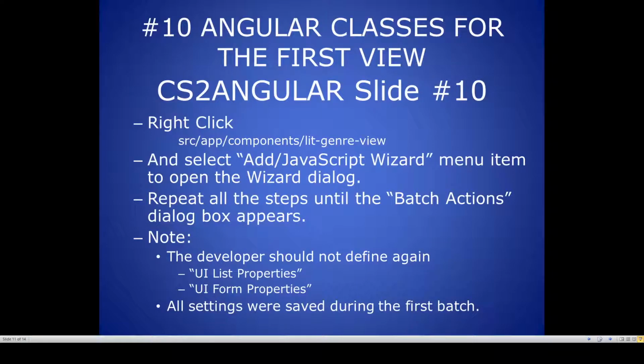Slide number 10. Right-click SRC App Components lit Genre View folder and select Add JavaScript Wizard menu item to open the Wizard dialog. Repeat all the steps until the Batch Actions dialog box appears. Note: the developer should not define again UI List Properties, UI Form Properties. All settings were saved during the first batch.